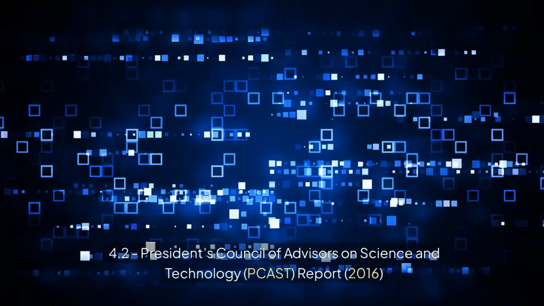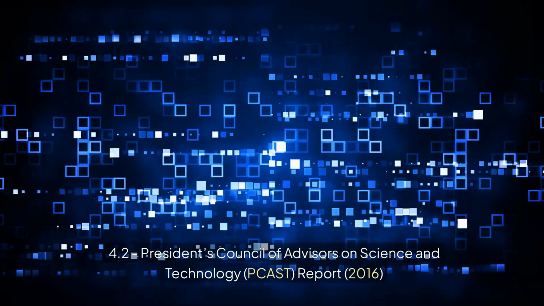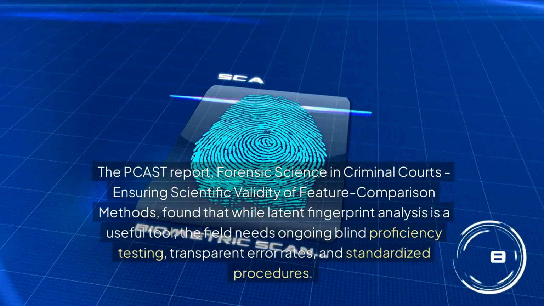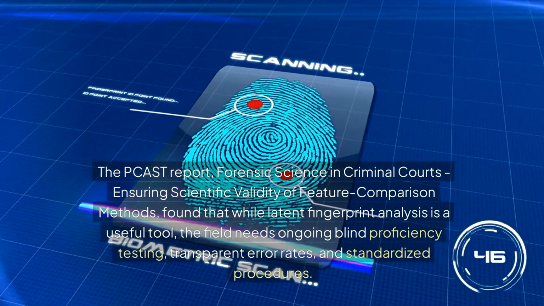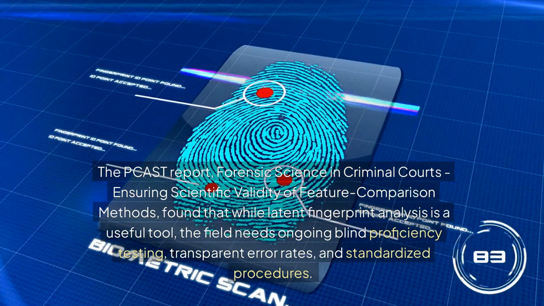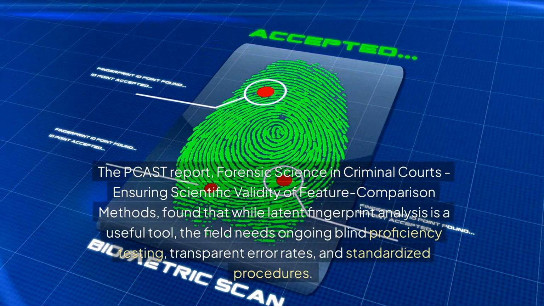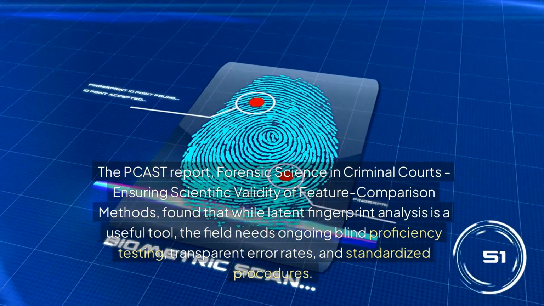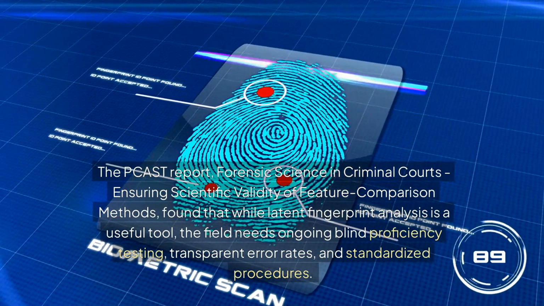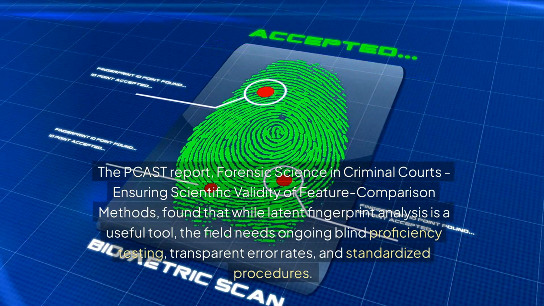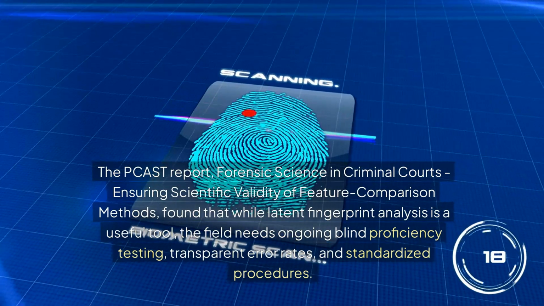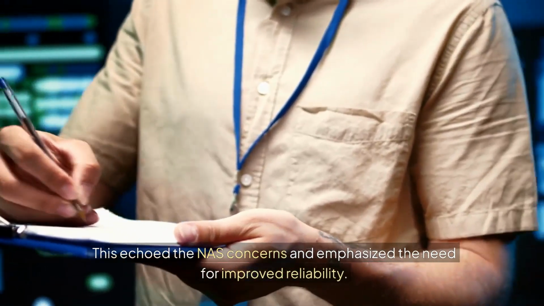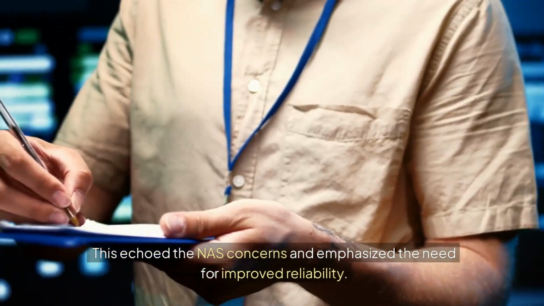4.2, President's Council of Advisors on Science and Technology Report 2016. The PCAST report, Forensic Science in Criminal Courts: Ensuring Scientific Validity of Feature Comparison Methods, found that while latent fingerprint analysis is a useful tool, the field needs ongoing blind proficiency testing, transparent error rates, and standardized procedures. This echoes the NAS concern and emphasizes the need for improved reliability.